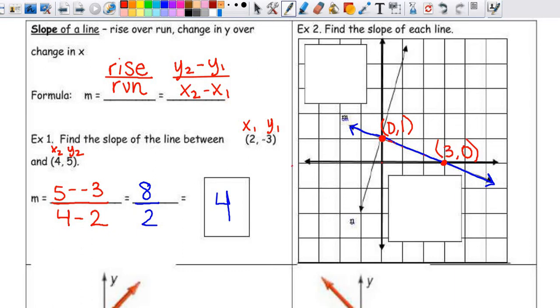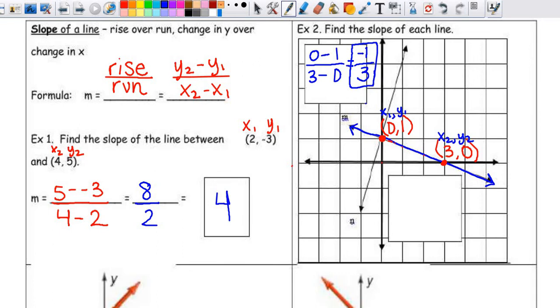All right, now that we've got 2 points, your point on the left, because we always read left to right, is your X1 and Y1. And here is your X2, Y2. Let's go ahead and plug it into the formula. Y2 minus Y1 over X2 minus X1. So 0 minus 1 is negative 1. 3 minus 0 is 3. Negative 1/3 is a simplified fraction, so we are done. Our slope is negative 1/3.